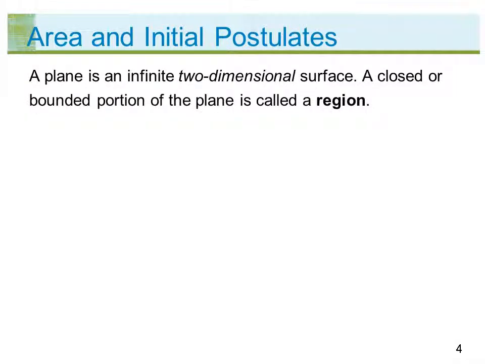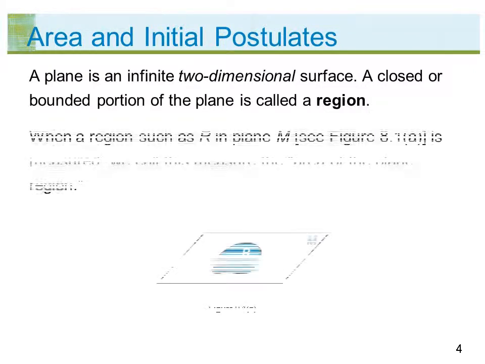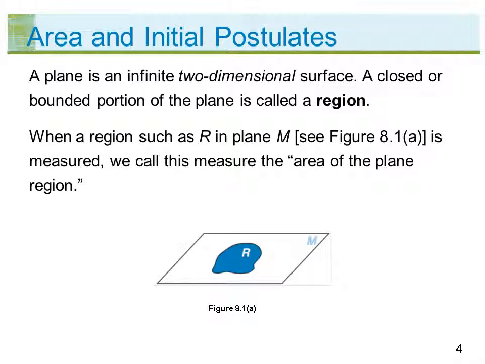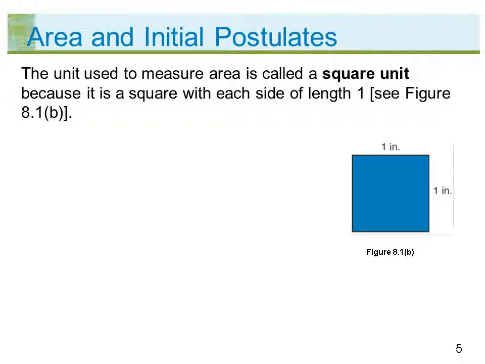A plane is an infinite two-dimensional surface. A closed or bounded portion of the plane is called a region. When a region, such as R in plane M, see figure 8.1a, is measured, we call this measure the area of the plane region. The unit used to measure area is called a square unit because it is square with each side of length 1.